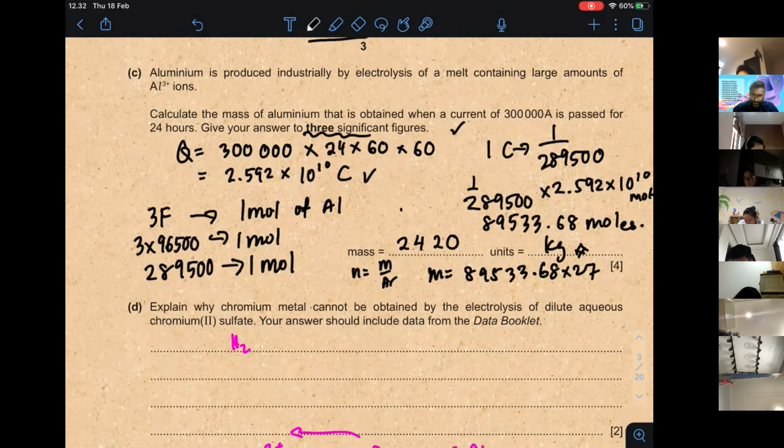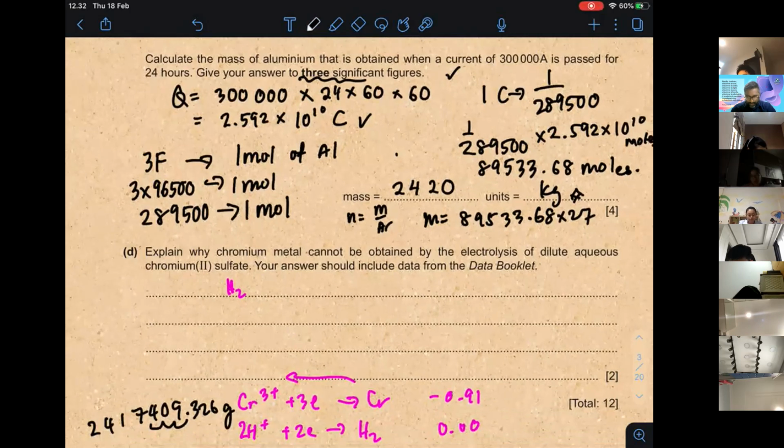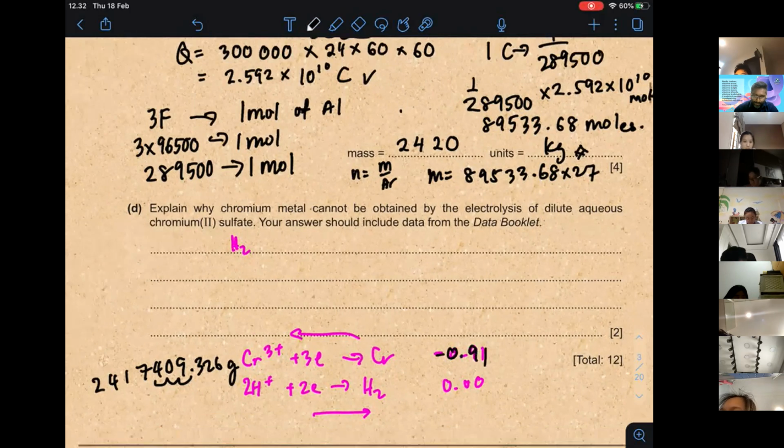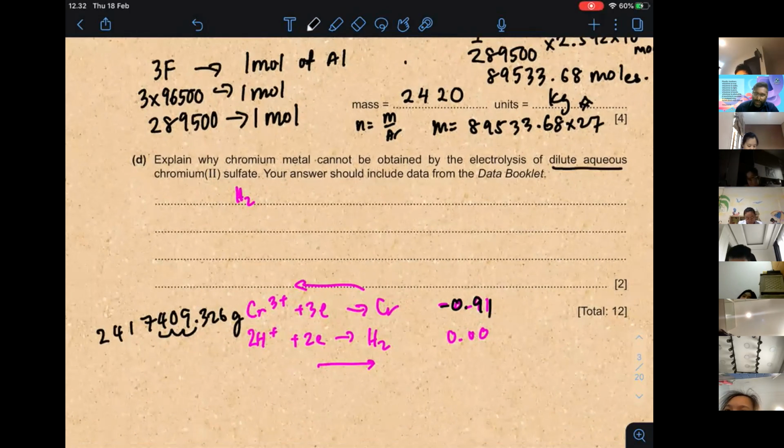Now explain why chromium metal cannot be obtained by electrolysis. Let's finish this. Now, chromium, if you look at your data booklet, you are going to get negative 0.91. And then here, when you do electrolysis of dilute aqueous chromium sulfate, I think this is IGCSE also. Sulfate, you cannot electrolyze, it's a very big ion. So if you're using chromium metal, the one that will be attracted to the anode will be the anion. It's not the sulfate ion.